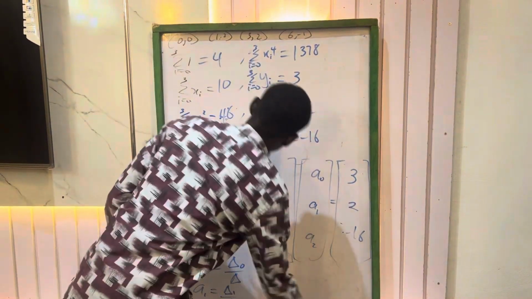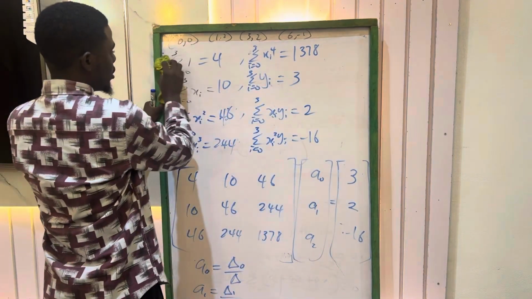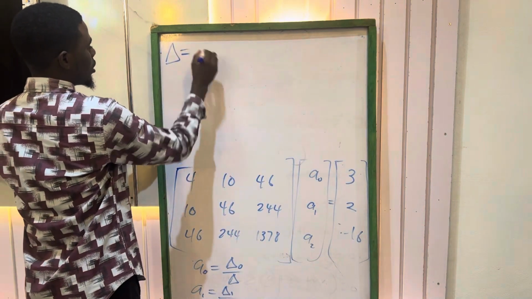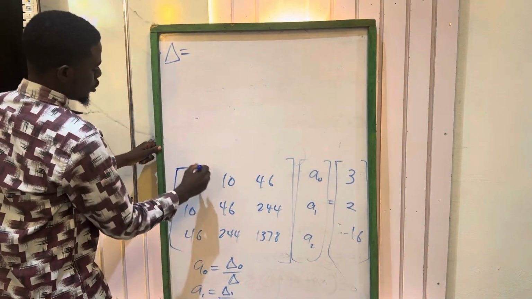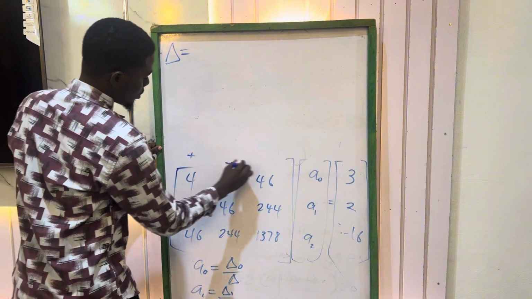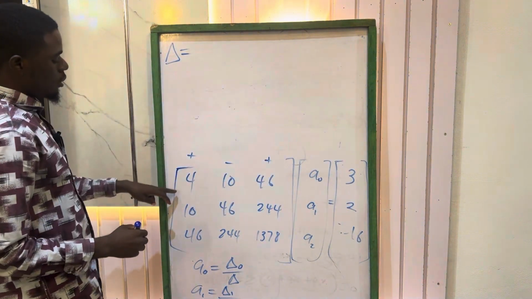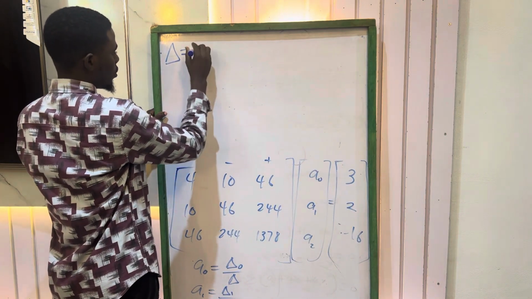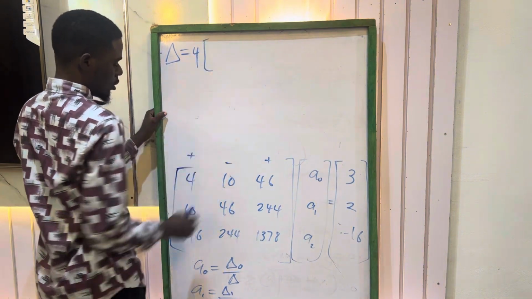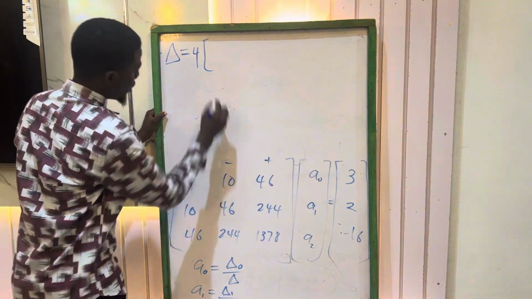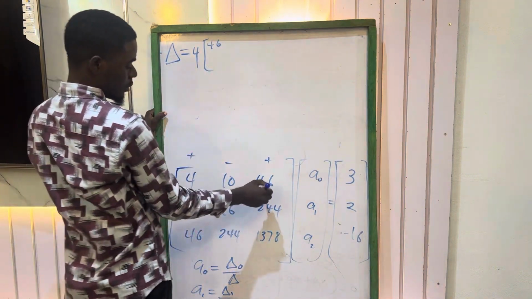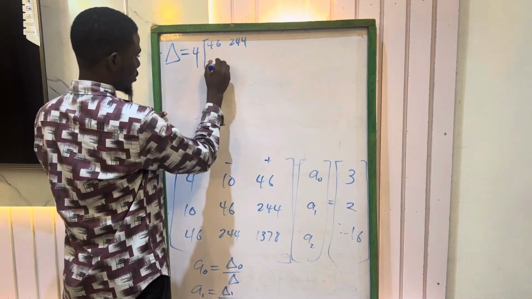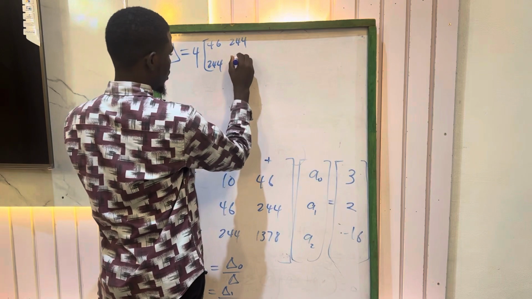So now let's try to find the determinant of the matrix. Our determinant is going to be equal to this. So here it is going to be plus minus plus. So our determinant is going to be plus 4, or just 4. Then, by the time you close here and close here, you're going to have 46, then 244, then 244 again, then 1378.